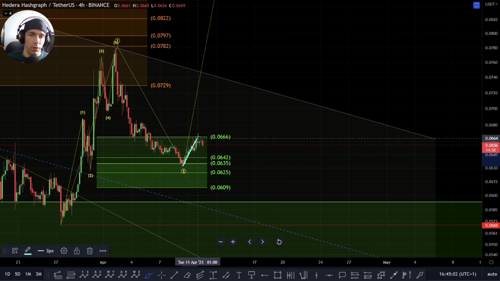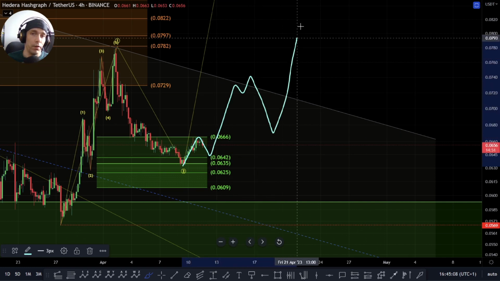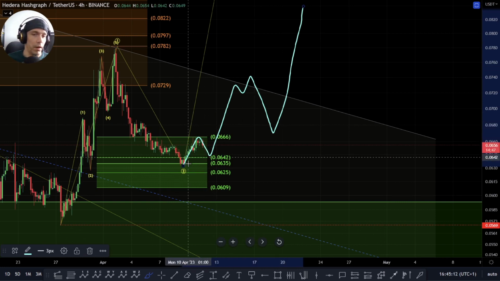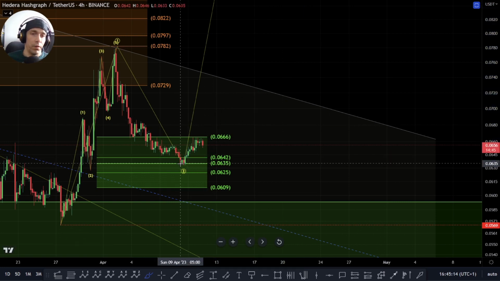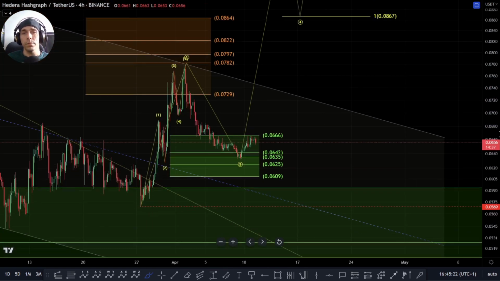It is possible that we could be starting to form a wave one and a wave two here, and then we could start to progress to the upside, something like this, and then look to break out of this range. So this is what I'm keeping an eye on here. Potentially, we could have a low in place here at this golden pocket area, and we could actually be starting to build this move to the upside.